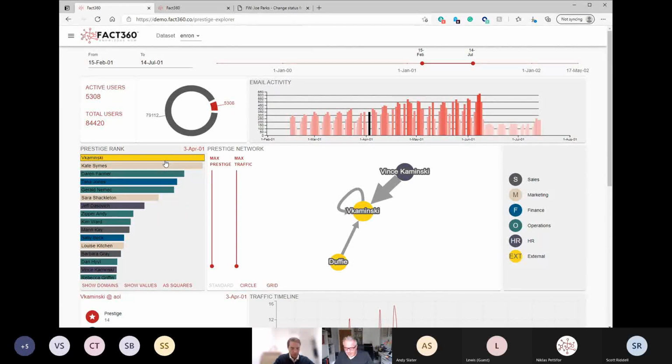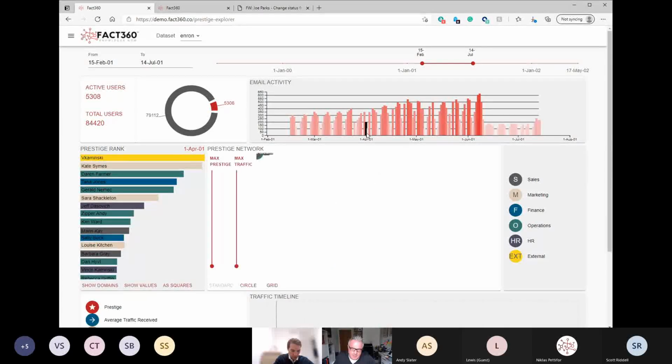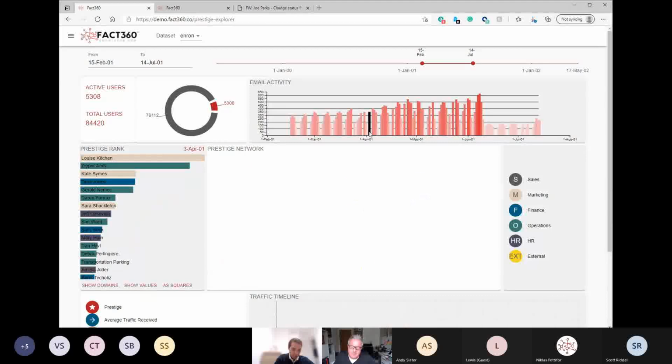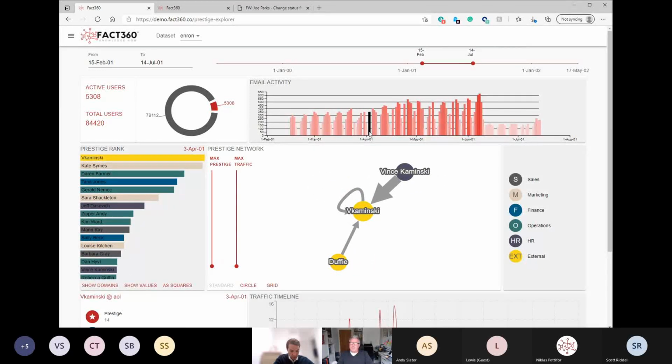Vince Kaminsky, by the way, was the head of risk management, and this is where it gets a bit interesting, because he had started to send, and his network is minute compared to what we saw with Louise Kitchen. If you go back, lots of people were talking to her, lots of interesting people. Vince is sending everything home, and that big arrow indicates it. He starts doing this from this period onward. Our anomaly detection has spotted this and promoted him to the top of the prestige ranking.